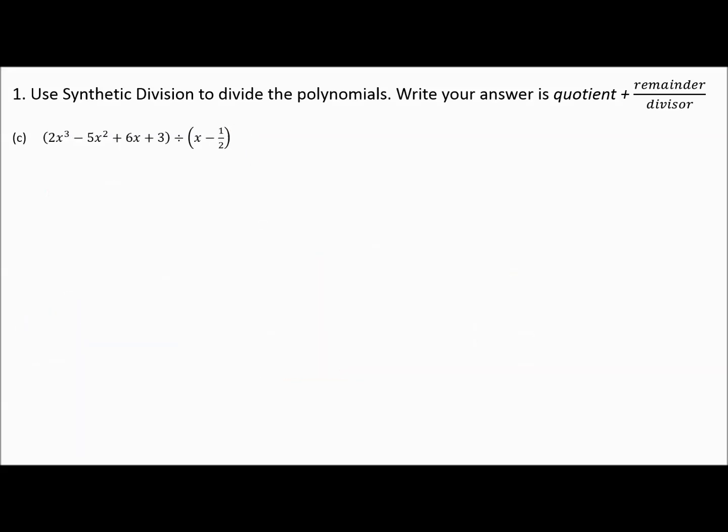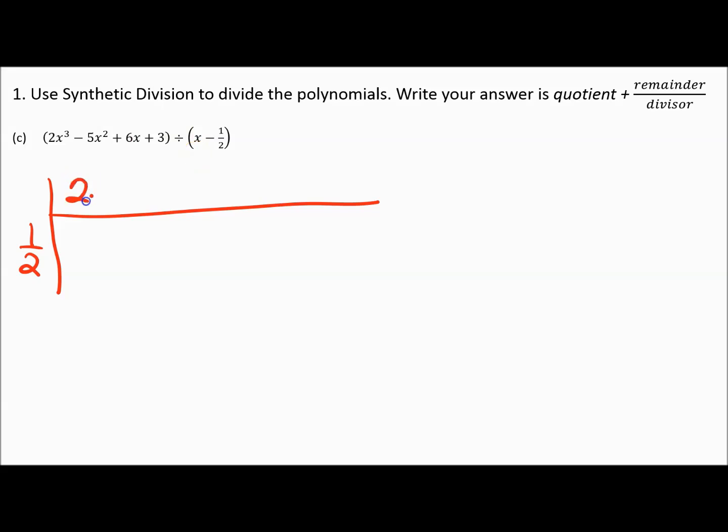Next problem, same story, except we're dividing with the x minus 1/2. So you have a fraction to deal with, which is probably not as bad as you're thinking. I change the sign of the divisor, or I write the 0 for the divisor, so positive 1/2 goes here. Make sure your exponents are in descending order. I got 3, 2, 1, constant, so we're good there. And notice they're all represented.